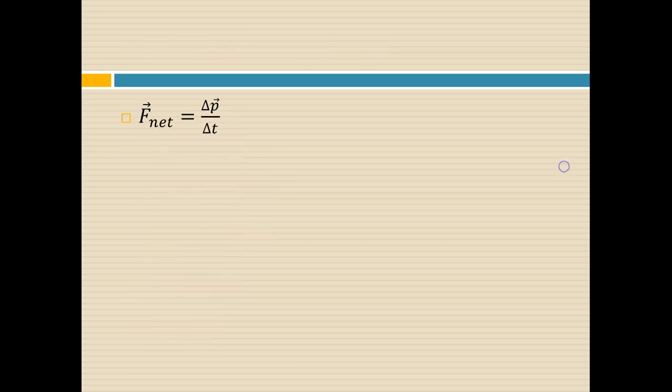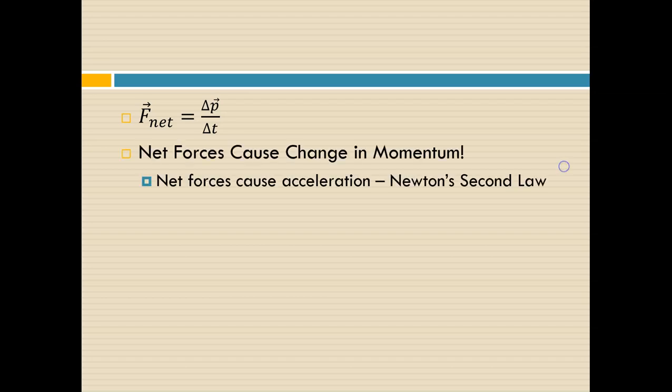Now, here's the key behind that. That particular expression right there, F net equals delta P over delta T, that's Newton's second law. That is to say, a net force will cause momentum to change. But mind you, the change in momentum is going to take some time to do it.